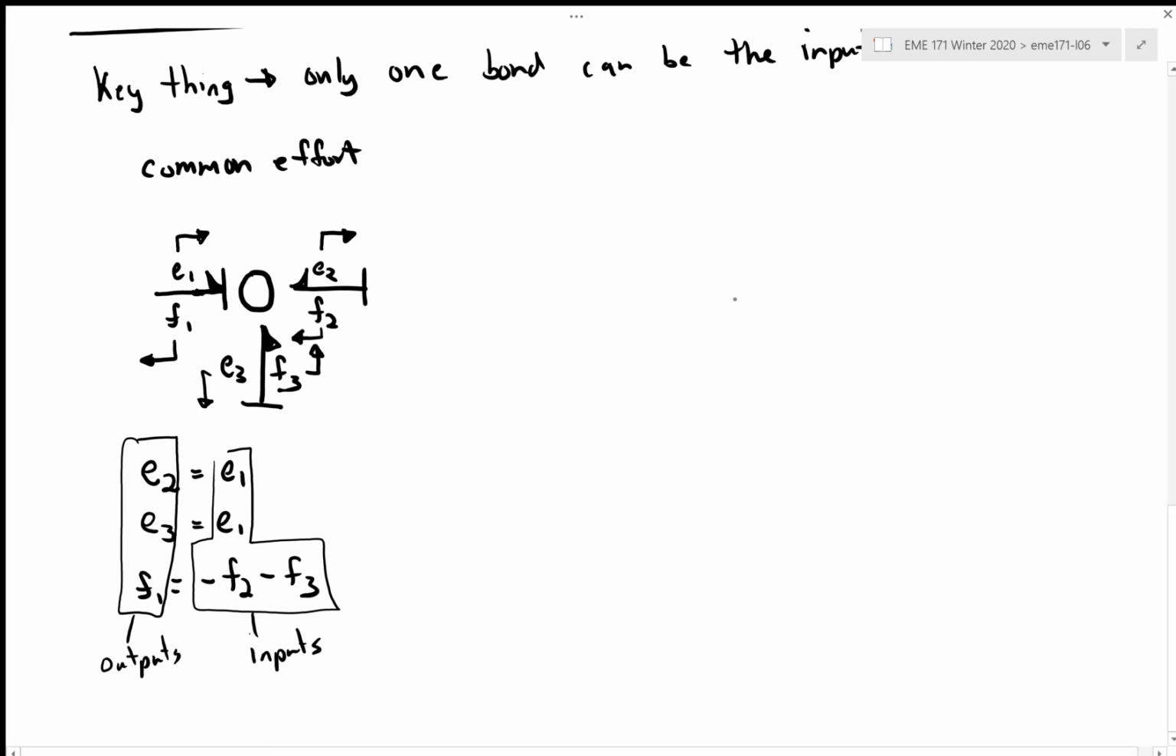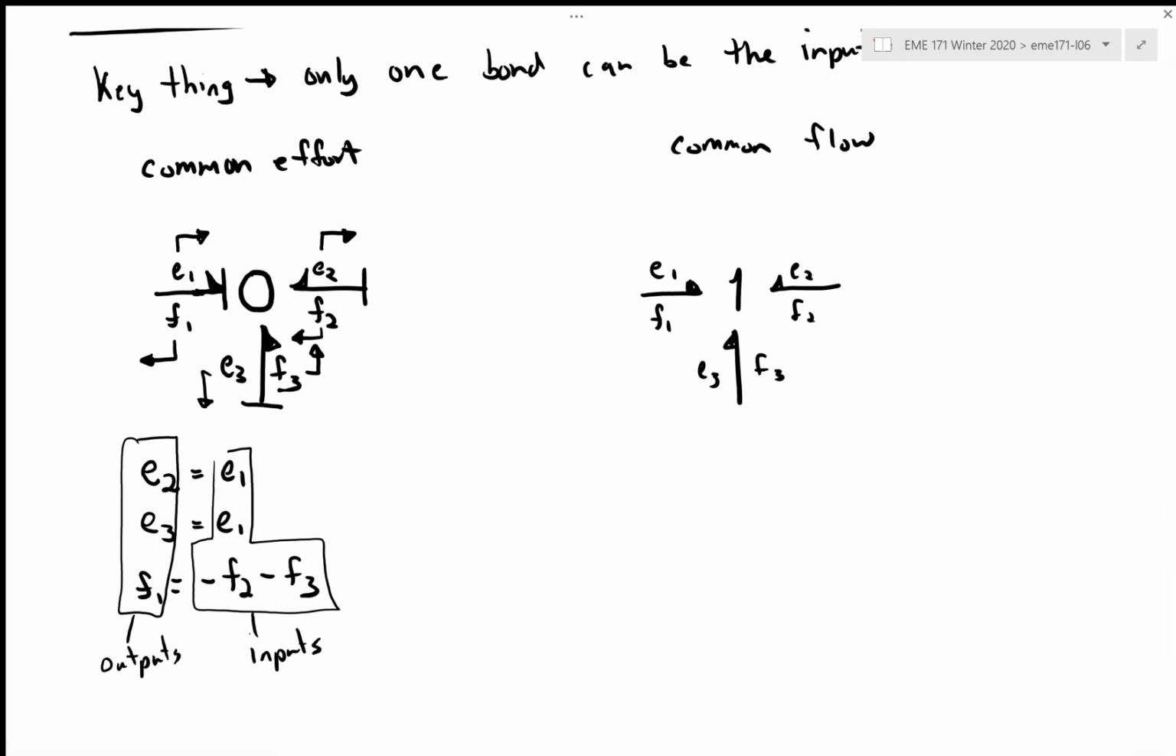And then if we look at the common flow junction, where all the flows are the same, we have the same rule, but only in terms of the flows. So I'll just add the same signs here. I just have them all pointing in. So we'll get the same sign, but this will be for the summation of the efforts, since the flows are the same.